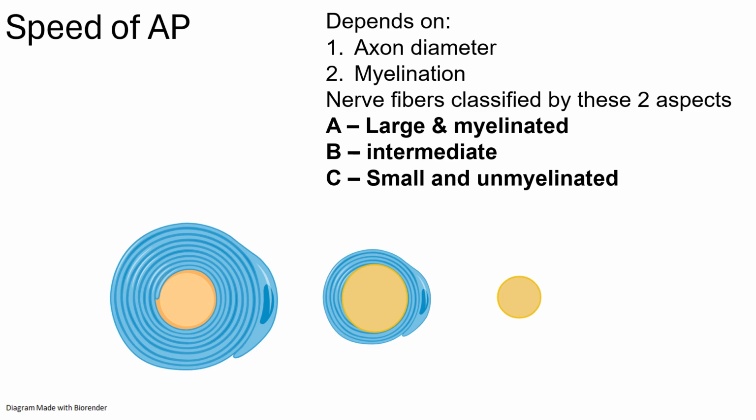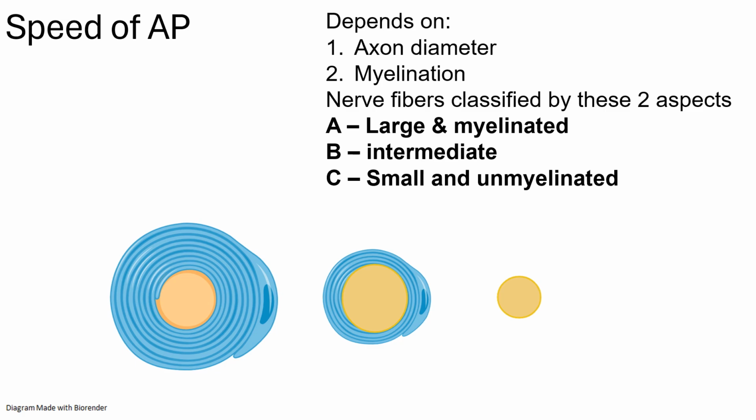The speed of an action potential depends on two things. It depends on whether or not the axon is myelinated, but it also depends on how large the axon diameter is. I'm sorry, that difference of being myelinated or not is a substantial difference in terms of the speed of an action potential.